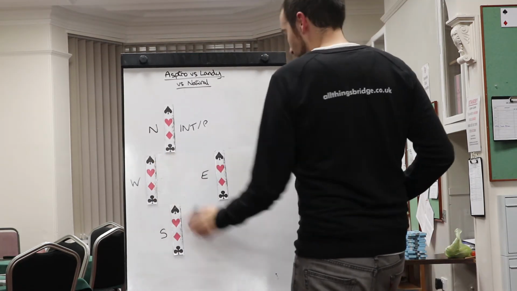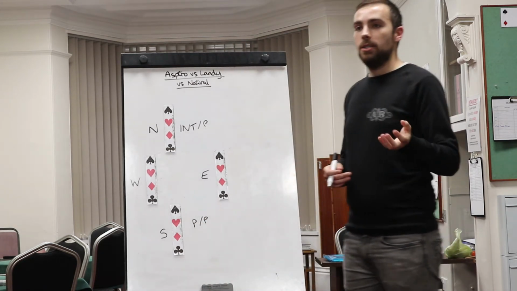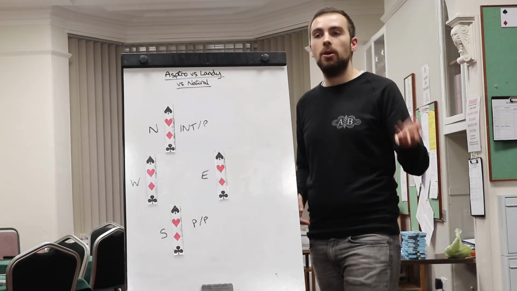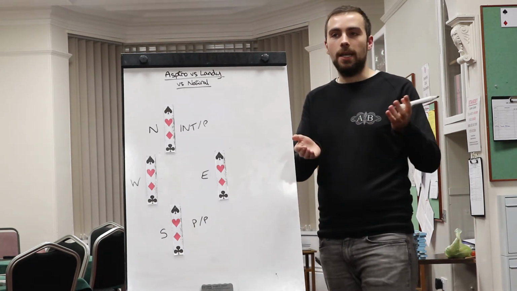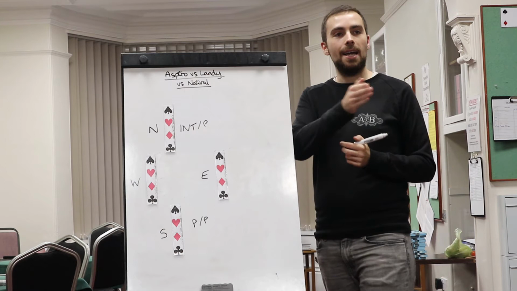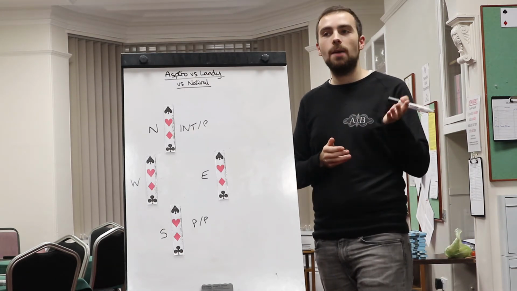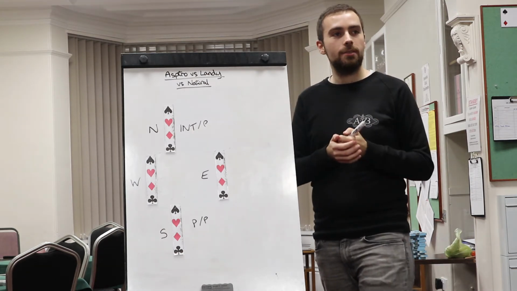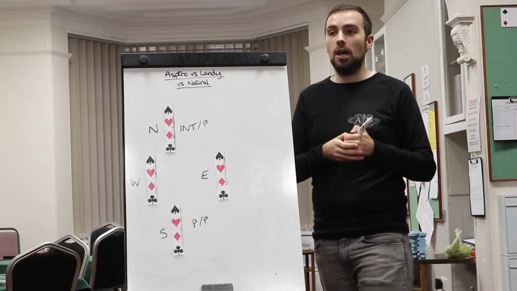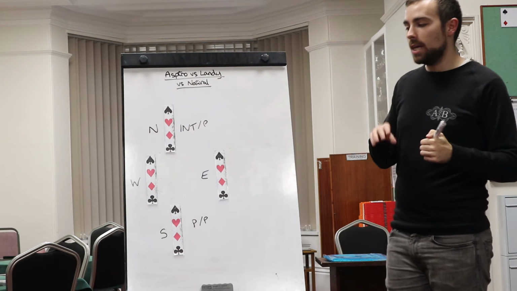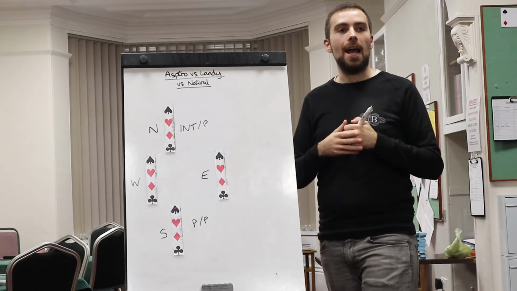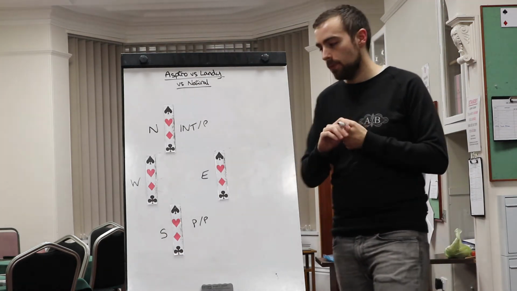Now, with Landy, if you have both majors, you bid 2 clubs. With Natural, if you have both majors, tough, you bid your longer one. With Asptro, if you have hearts and spades, you could bid 2 clubs to show hearts and another suit, or 2 diamonds to show spades and another suit. So which way around is it? You could just go, I feel like clubs today, or I feel like diamonds today. But actually, you should have a structure as to how you choose which one is which.